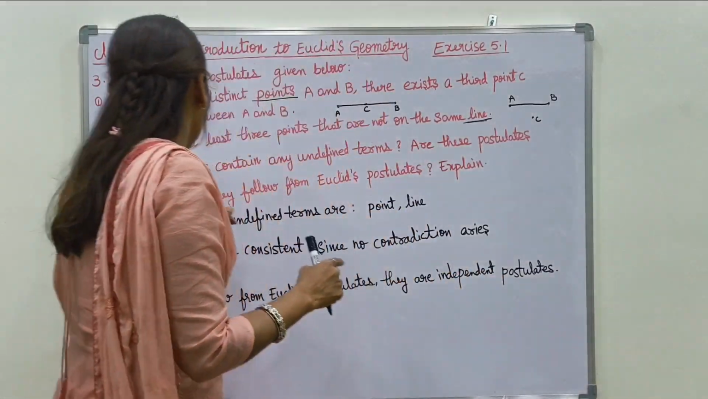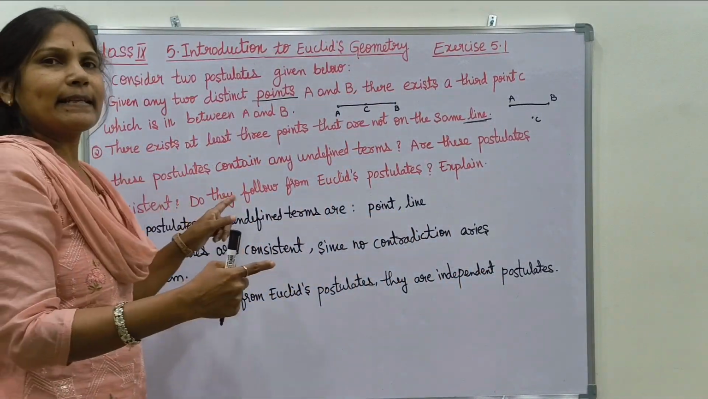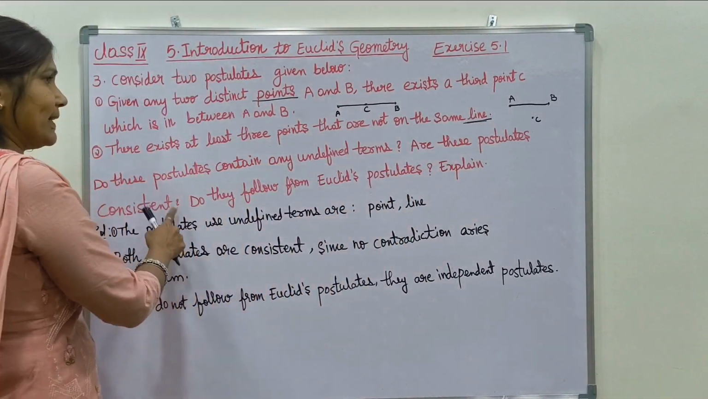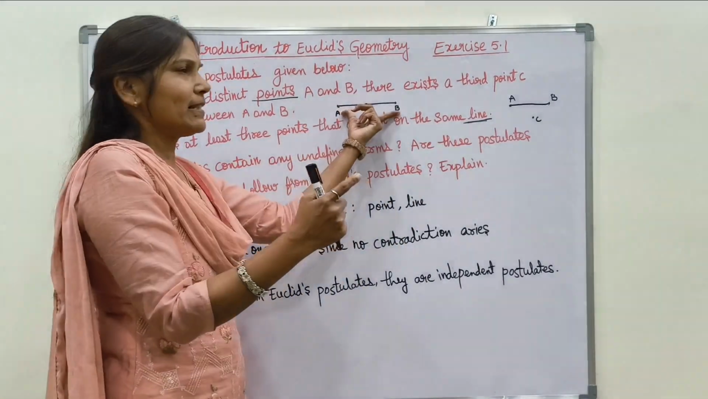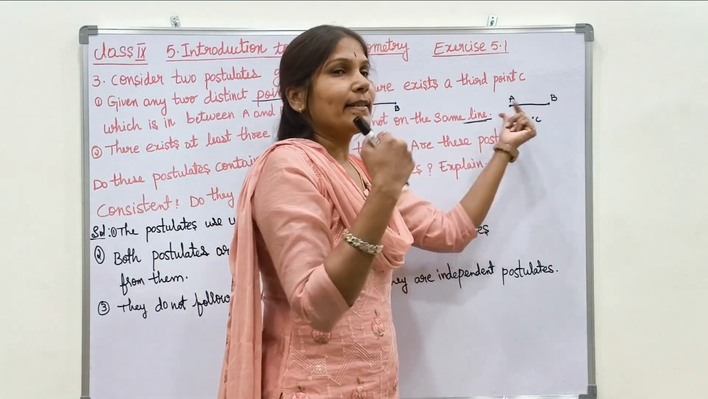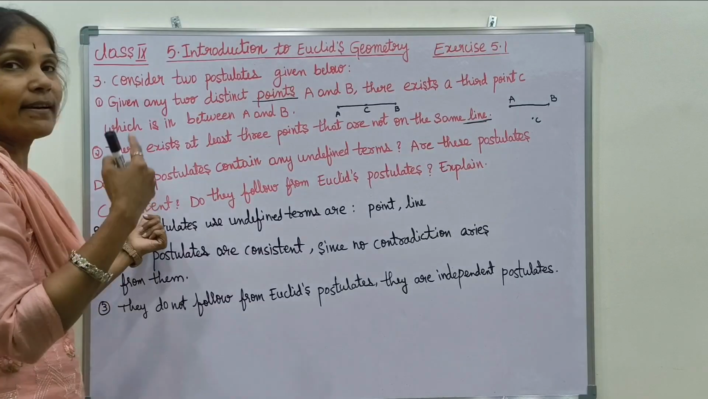Are these postulates consistent? Consistent means it is possible. These postulates are consistent. These postulates are possible. Yes, possible, we did it. See here, this is the first postulate, this is the second postulate. So these postulates are consistent.